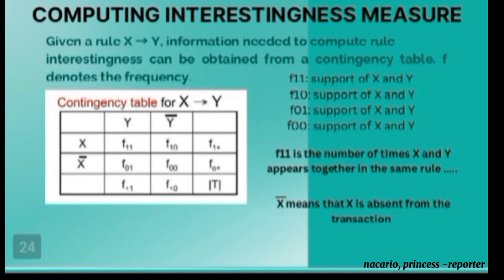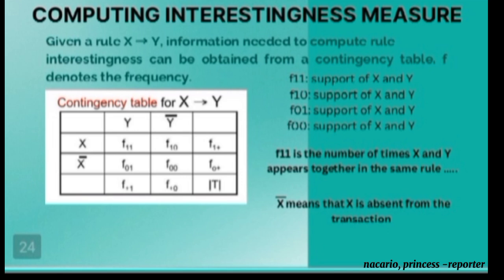Computing interestingness measure. To better evaluate rules, we use a contingency table, which breaks down how often X and Y occur together or separately. Contingency table for rule X implies Y. F11 is the frequency of transactions where both X and Y appear together. F10 is the number of transactions where X appears but Y does not. F01 is the number of transactions where Y appears but X does not. F00 is the number of transactions where neither X nor Y appear.